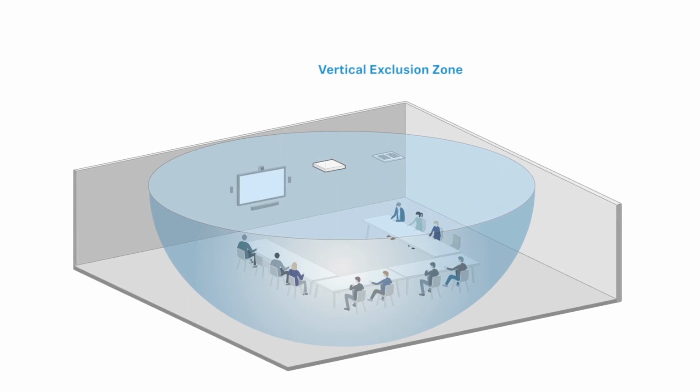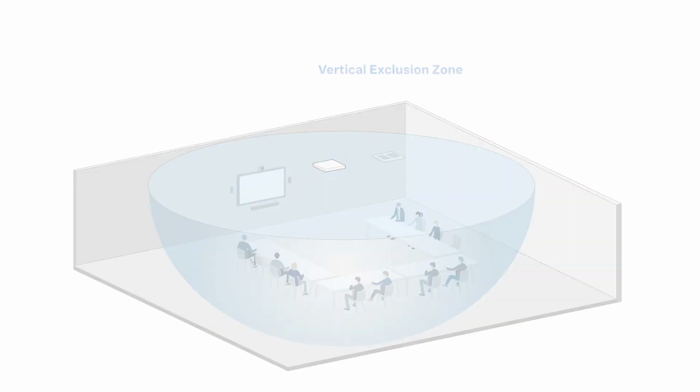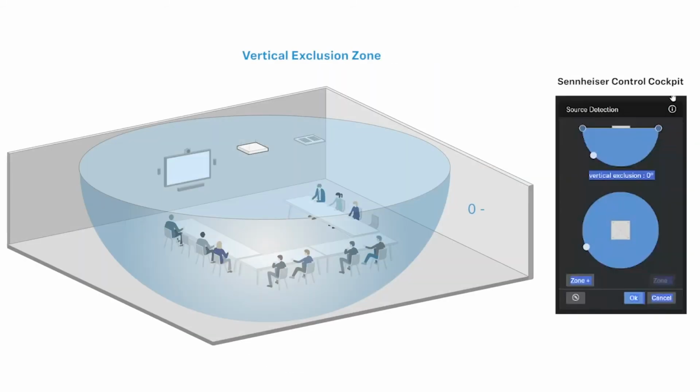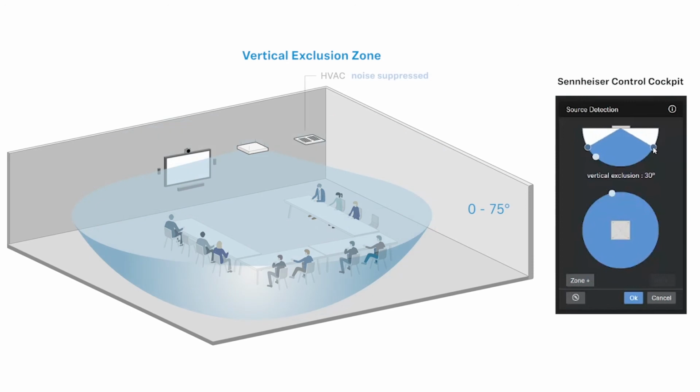With the vertical exclusion zone, noise sources at the ceiling can be suppressed. Values from 0 degrees, which means no exclusion, to 75 degrees can be chosen.